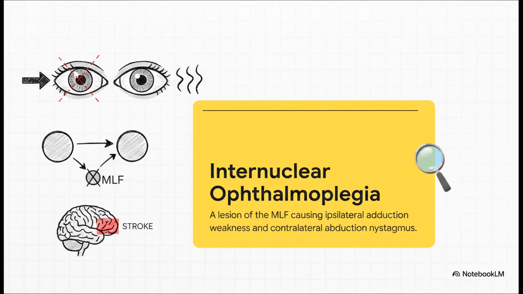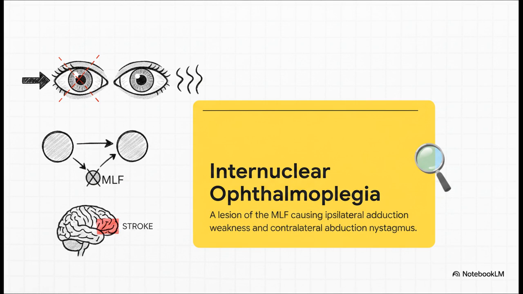So now imagine what happens if you have a lesion that cuts that MLF wire. That's an internuclear ophthalmoplegia, or INO. If you take out the left MLF, the signal to adduct the left eye never arrives. So when the person tries to look right, the left eye just doesn't adduct. It can't move inward. Meanwhile, the right eye, which is abducting just fine, gets this compensatory nystagmus.